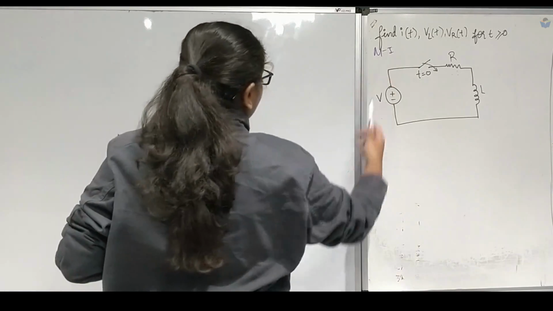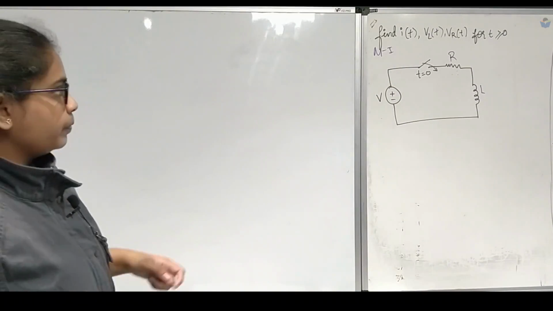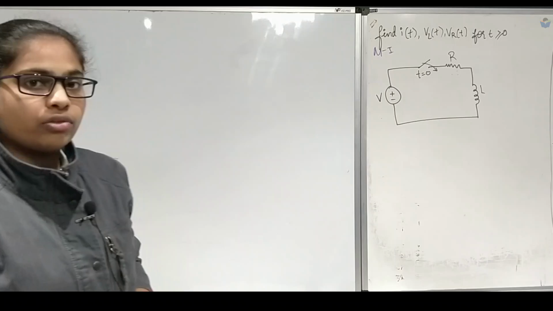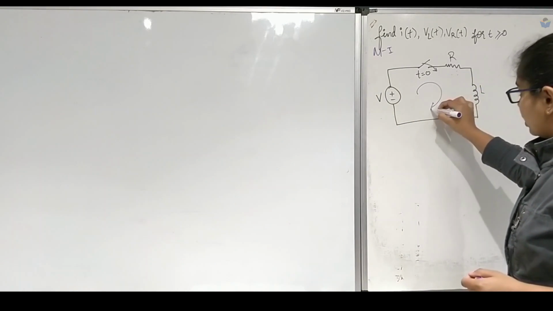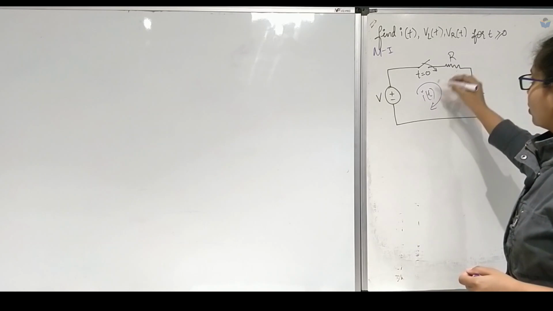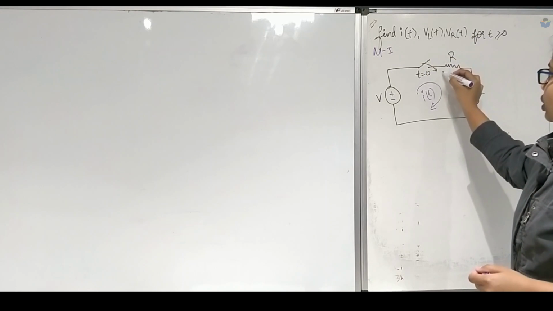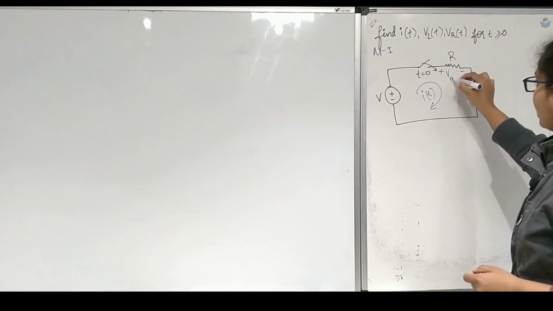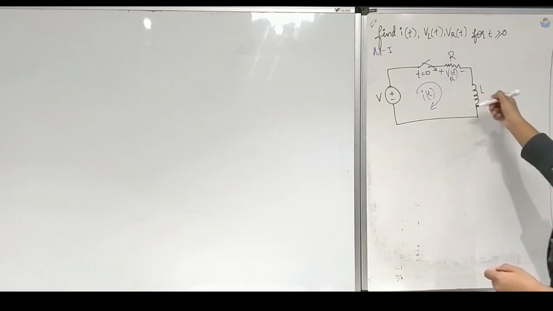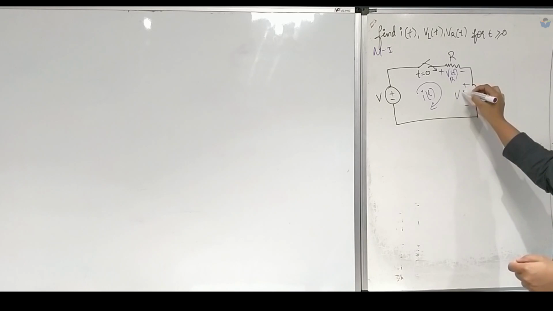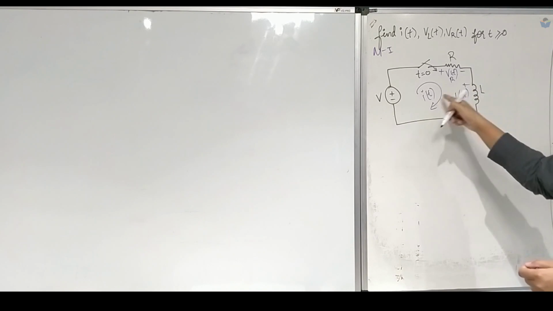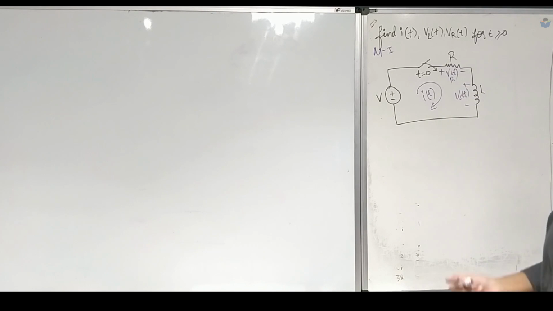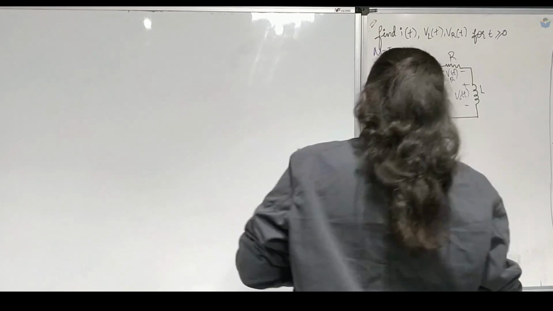Now in this model 1 we have to find I of t, VL of t and VR of t. Where are they? Basically I of t is in this one, when the current is flowing in this direction, this will be plus and minus, and here it will be VR of t, and this one will be VL of t. So these are the 3 parameters that we have to find from the circuit. Now we will write step 1.